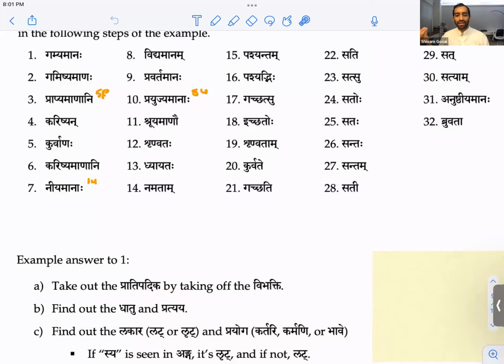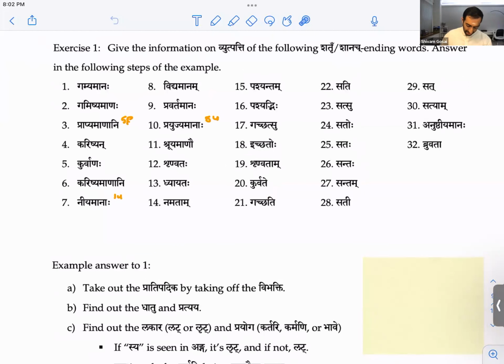Gamyamana. What do you think the dhatu is? Gam, right? 1P, to go. Gam dhatu. The pratyaya, is it Shatru or Śānac? Gamyamana. You see mana, ana, so you see Śānac. Yes, exactly. So the dhatu is gam plus Śānac.